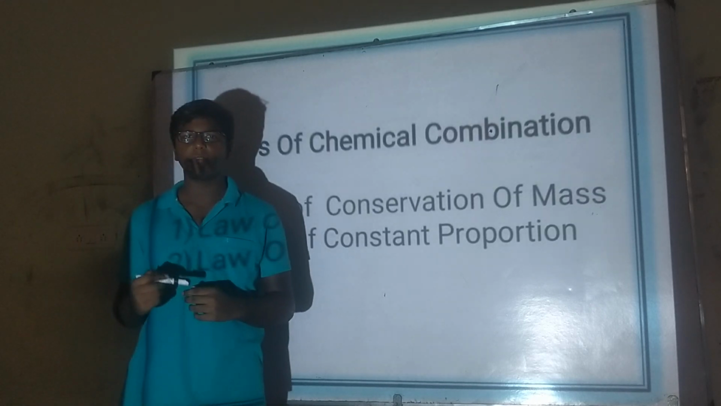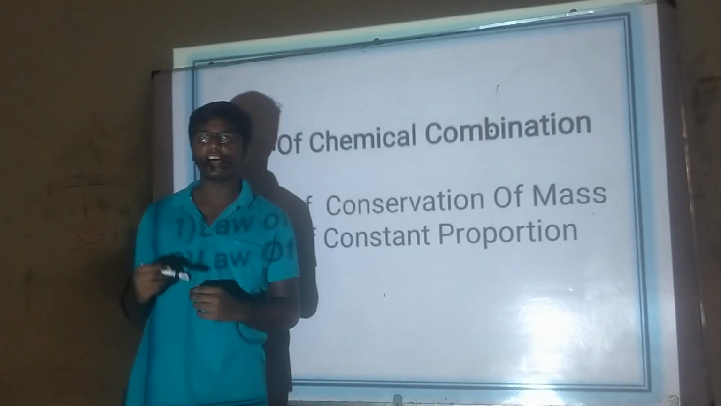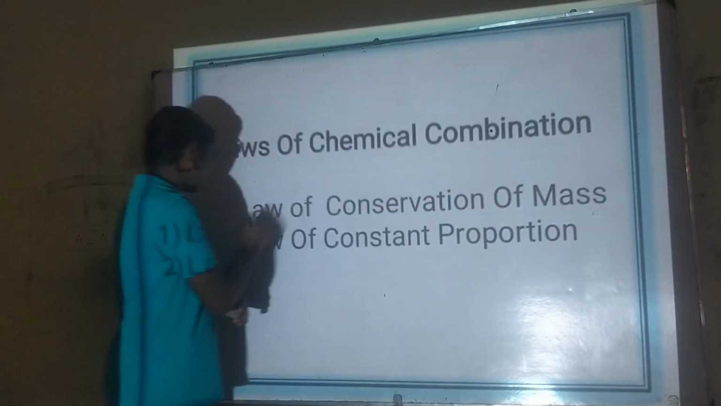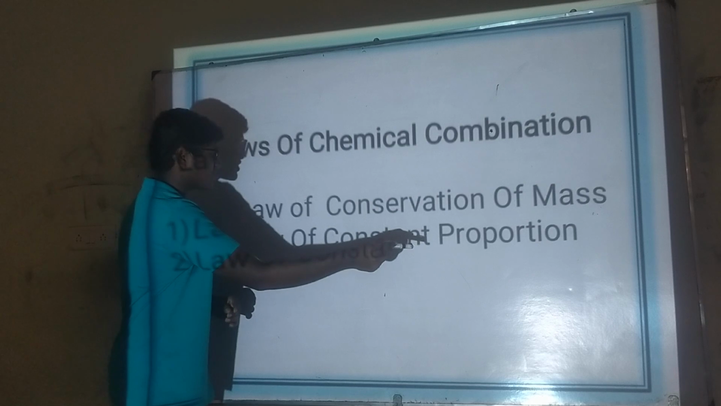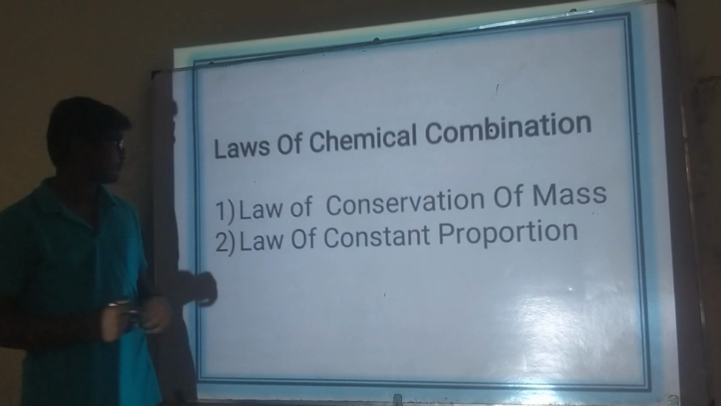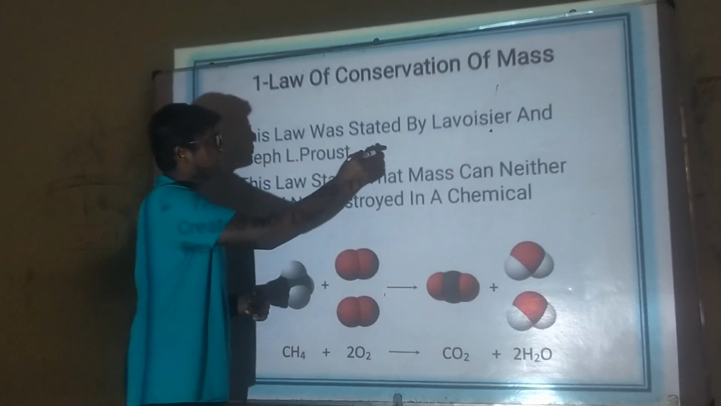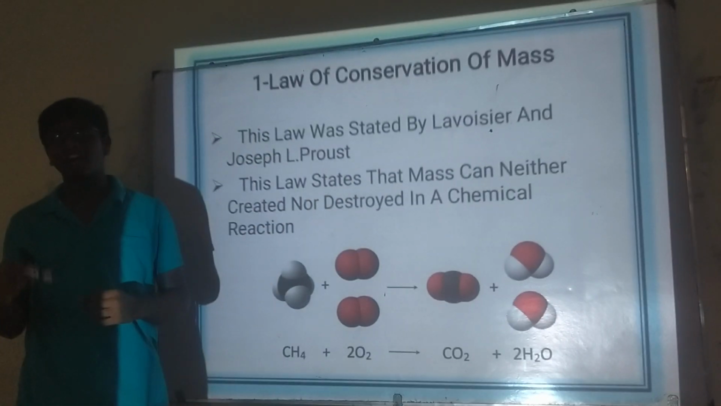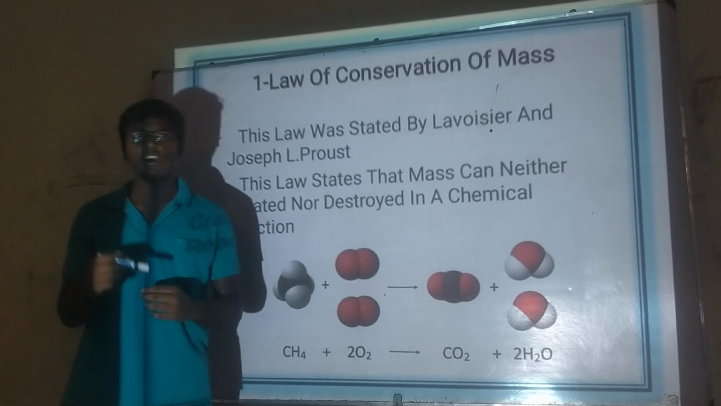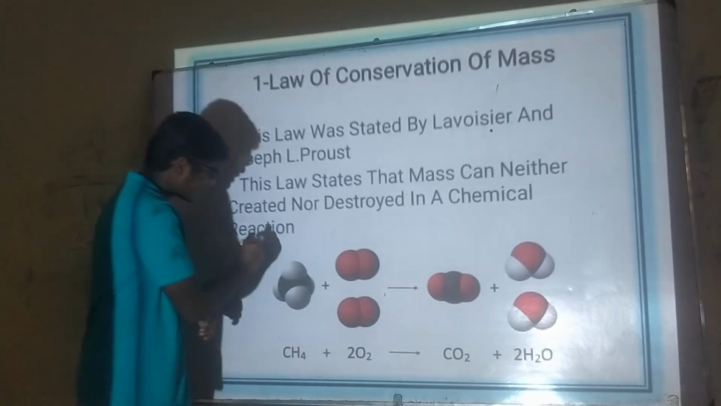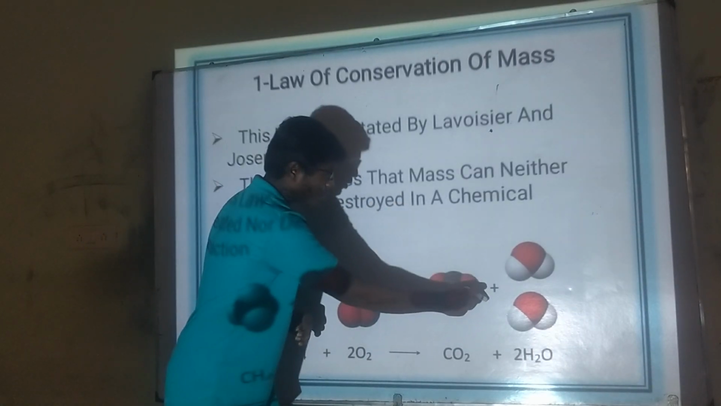Laws of chemical combination. There are two types of laws of chemical combination. First, law of conservation of mass, and another is law of constant proportion. First of all, we see what is law of conservation of mass. This law was stated by Lavoisier and Joseph L. Proust. This law states that mass can neither be created nor destroyed in a chemical reaction. It means that mass of reactant is equal to mass of product.